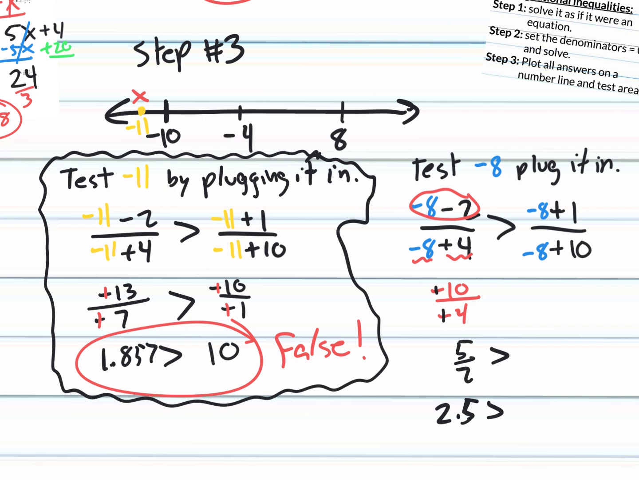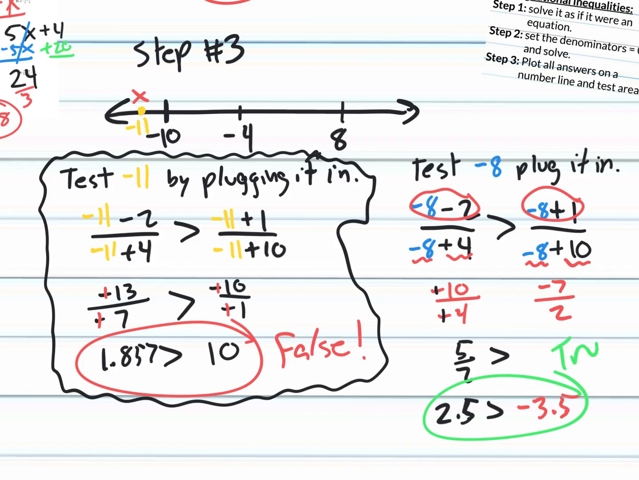The other side, when you do negative 8 plus 1, that's negative 7. And negative 8 plus 10, that's 2. And negative 7 divided by 2, that's negative 3.5, half of $7, $3.50. But it is negative, and we know that any positive number is bigger than any negative number. So what do you say about this guy? This is true. True.